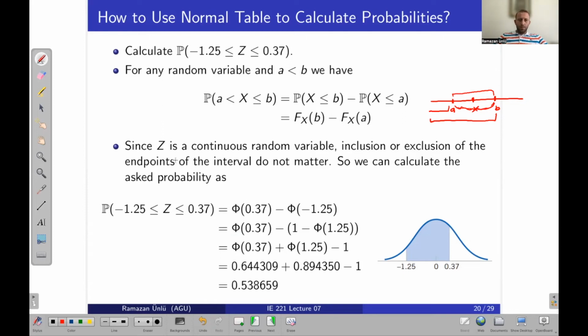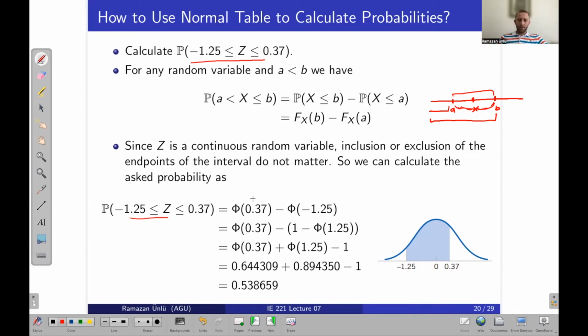Since z is a continuous random variable, inclusion or exclusion of the endpoints of the interval does not matter. We just saw that in the previous classes. And so we can calculate the asked probability as the probability that z is in this range, such as phi, the CDF, phi of 0.37 minus phi of minus 1.25.